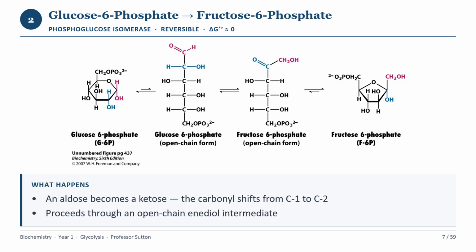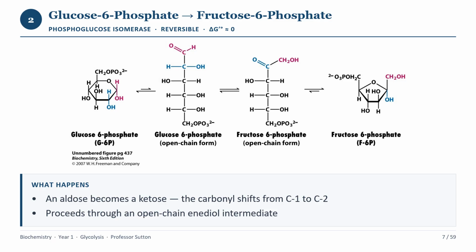The clearest single payoff of the flipped class was learning about the isomers. Here it is. Step 2. Glucose 6-phosphate becomes fructose 6-phosphate. It's catalyzed by phosphoglucose isomerase. It's reversible. The delta G is approximately 0, so no ATP is involved, no regulation, no disease.